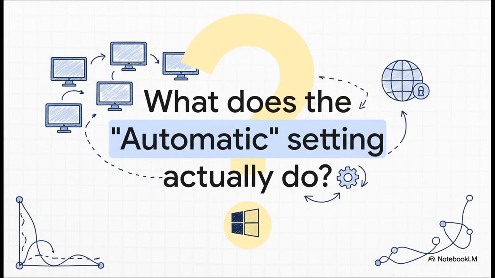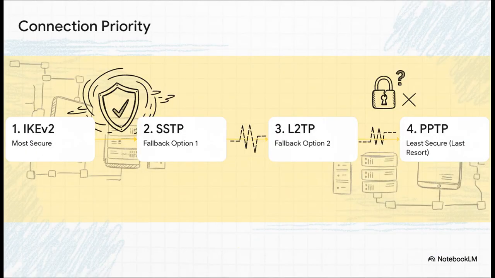Okay, so you've probably seen that automatic setting in the Windows VPN client, right? Ever wonder what it's actually doing in the background? It's not just picking one at random, that's for sure. Well, it's actually pretty smart. It has this built-in priority list, like a waterfall. Windows will first try to connect using the best and most secure protocol, which is IKEv2. If for some reason that fails, it'll fall back and try SSTP. If that doesn't work, it tries L2TP. And only as a very last resort will it try to connect using the least secure one, PPTP. It's a clever way to make sure you get connected one way or another.